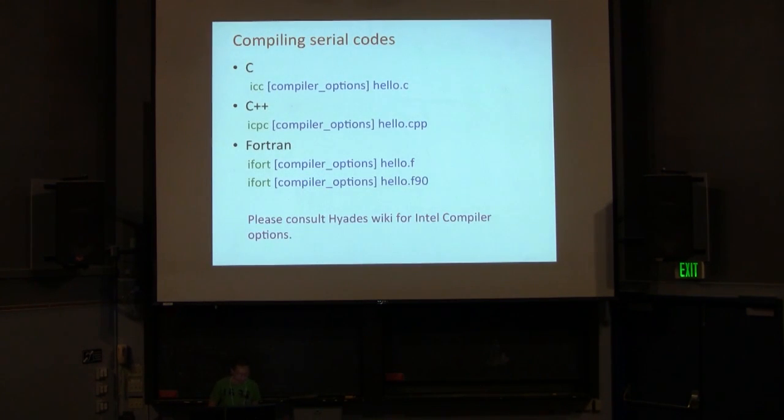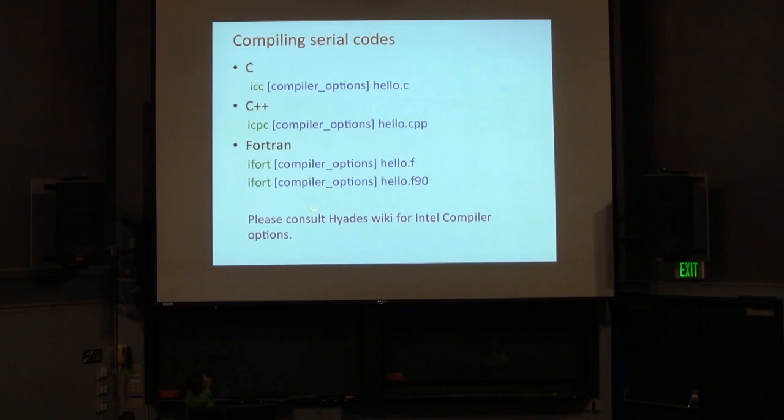Okay, here I show you, given the default configuration, how you would compile codes. For serial codes, it's easy. If you haven't used the Intel compiler before, the command for the C compiler is called icc. For the GNU compiler it is gcc, right? For C++ it is icpc, or you can use the same icc, it's fine. And for Fortran it is ifort.